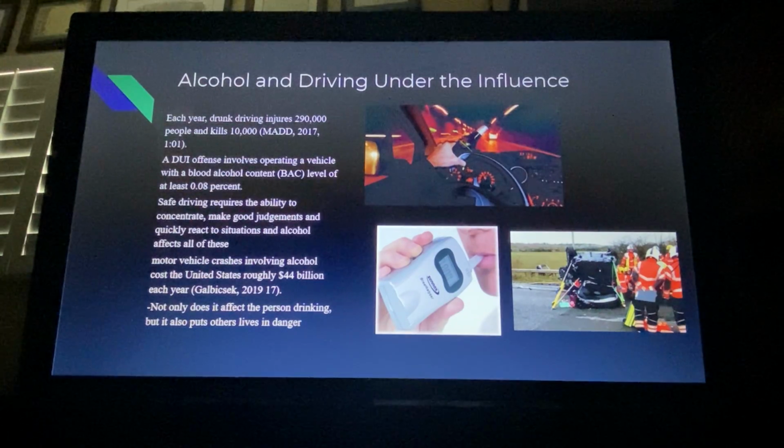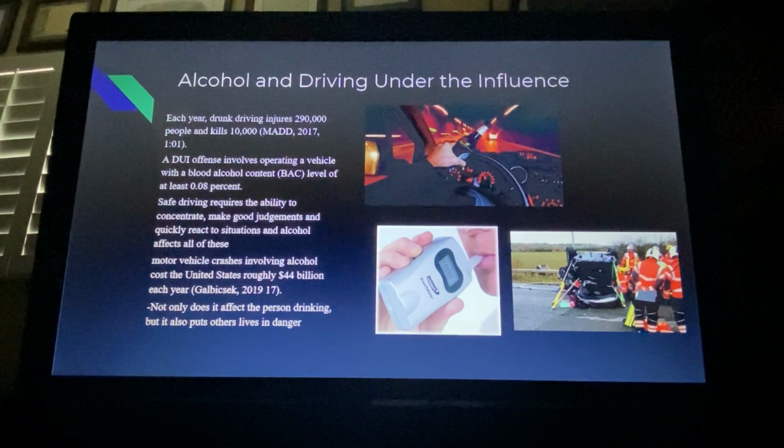A DUI offense involves operating a vehicle with a blood alcohol content of at least 0.08%. So that's not that much. And if you're caught with that in your system, it can be a DUI or even worse. In some states, I think it's a felony, if I'm correct.